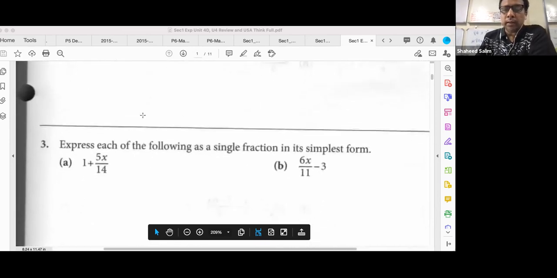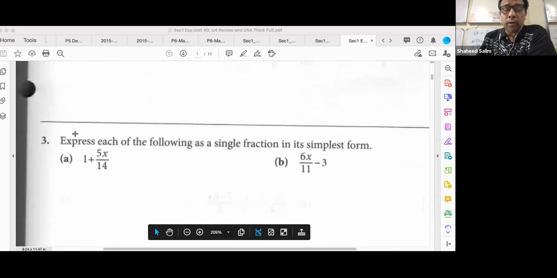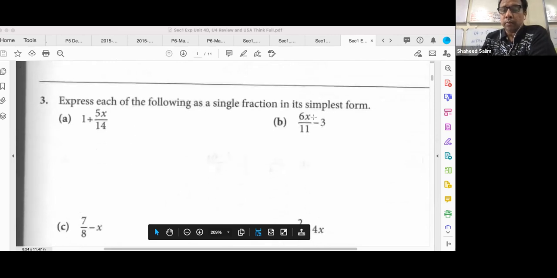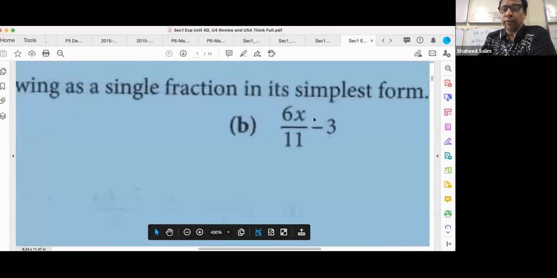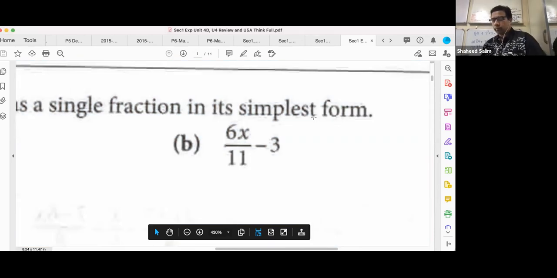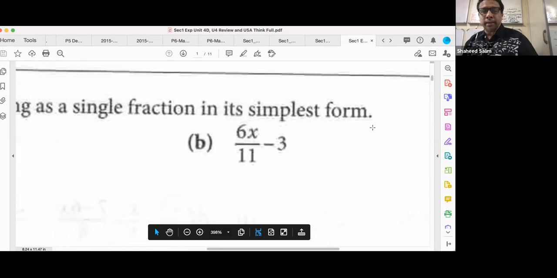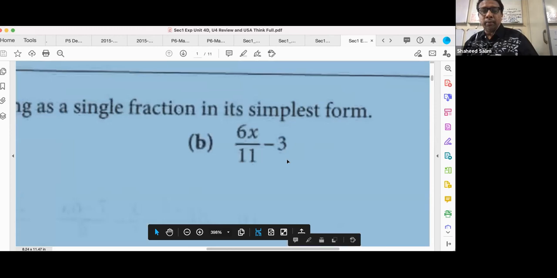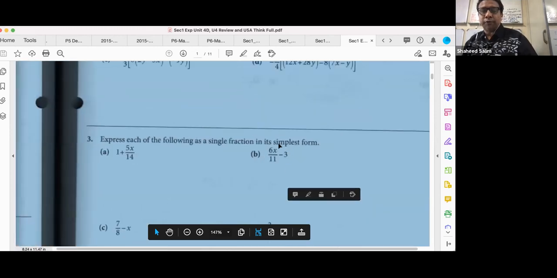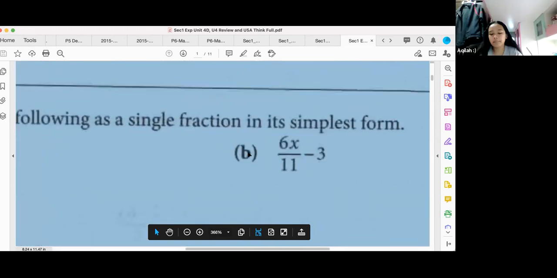Okay, down here, same thing. Can we try question B now? They want you to make it a single fraction for B. It's a sort of simplification, but they want you to make this a single fraction. Now there's one fraction and a whole number. They want it to be only a single fraction.